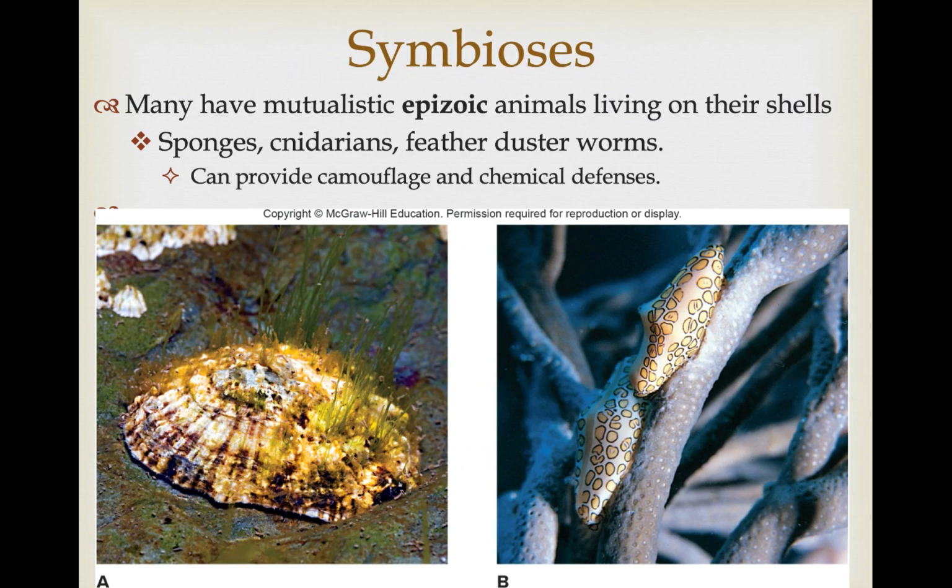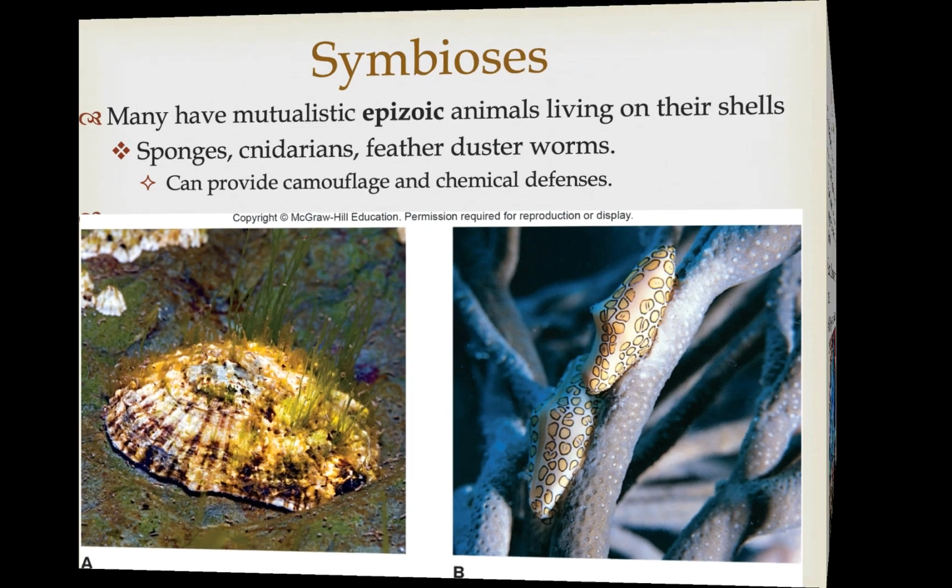There are quite a few symbiotic interactions between mollusks and other organisms. So many mollusks have mutualistic epizoic animals. Epizoic means an animal living on another animal. So these are animals that are actually living on their shells. In some cases, you will see sponges or cnidarians or feather duster worms, which we'll cover in the next lecture, growing on the shells. Now, these can actually provide some benefits, so this can be a mutualism. They can provide some camouflage and chemical defense.